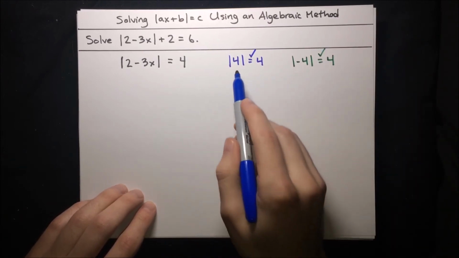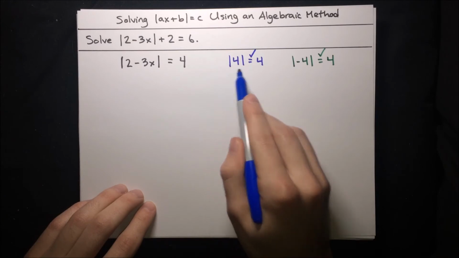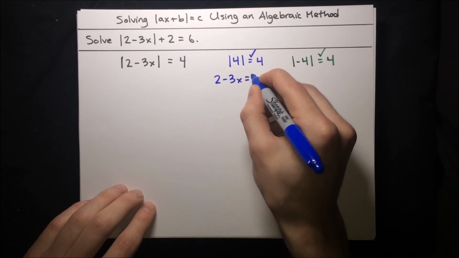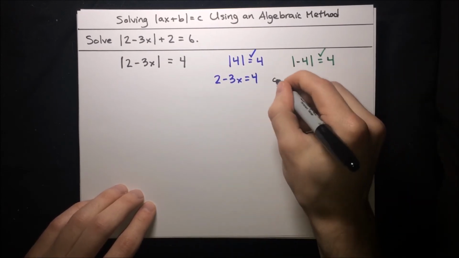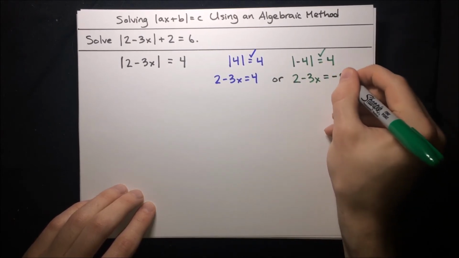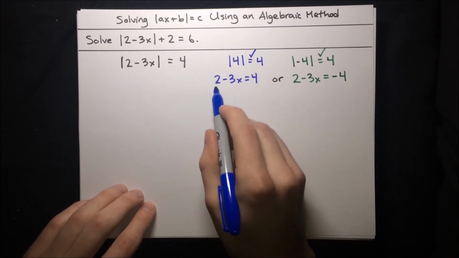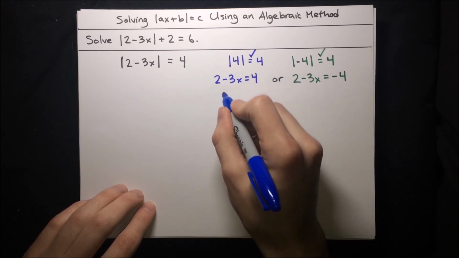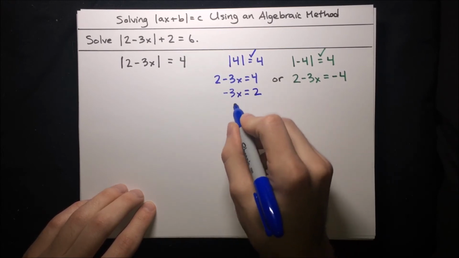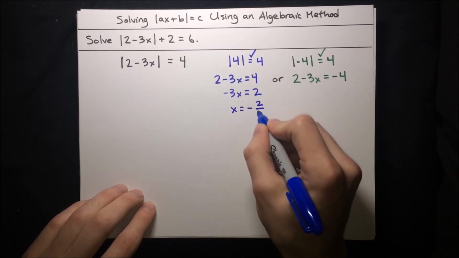So we've got two equations here that we can set up. We can just set the inside of the absolute value bars here equal to 4 or equal to negative 4. Let's go ahead and do that. So we've got 2 minus 3x equals 4, or 2 minus 3x equals negative 4. And now we just need to solve each of these. So why don't we go ahead and subtract 2 from both sides to get rid of that 2, get negative 3x alone on one side, so negative 3x equals 2, and then divide both sides by negative 3, get x equals negative 2/3.